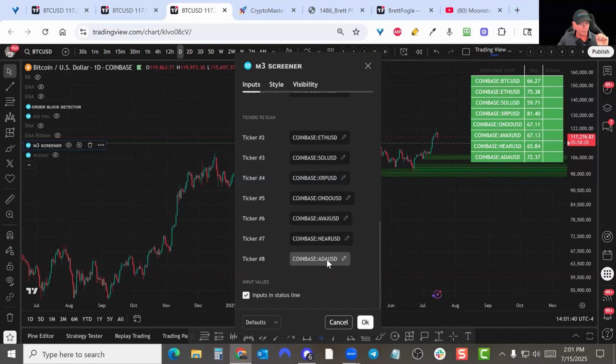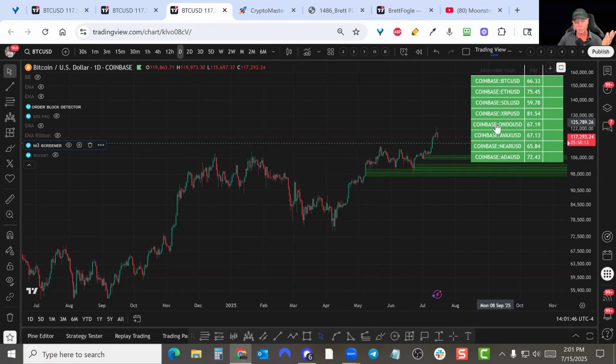AVAX, NEAR, ADA, anything else? So anyway, point is you can have your top 8 coins in here and it'll show. And as of now, they're all green. So everything is kind of in buy territory.